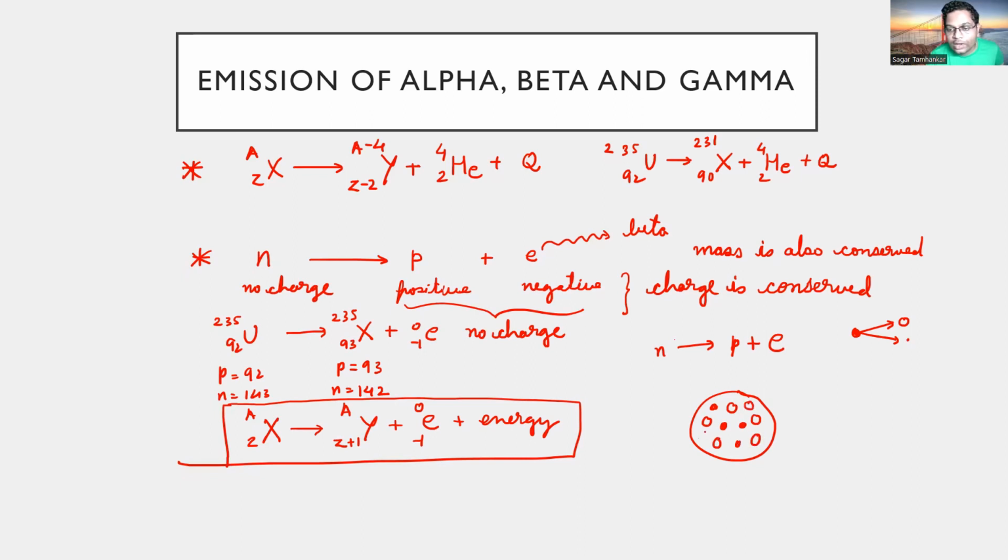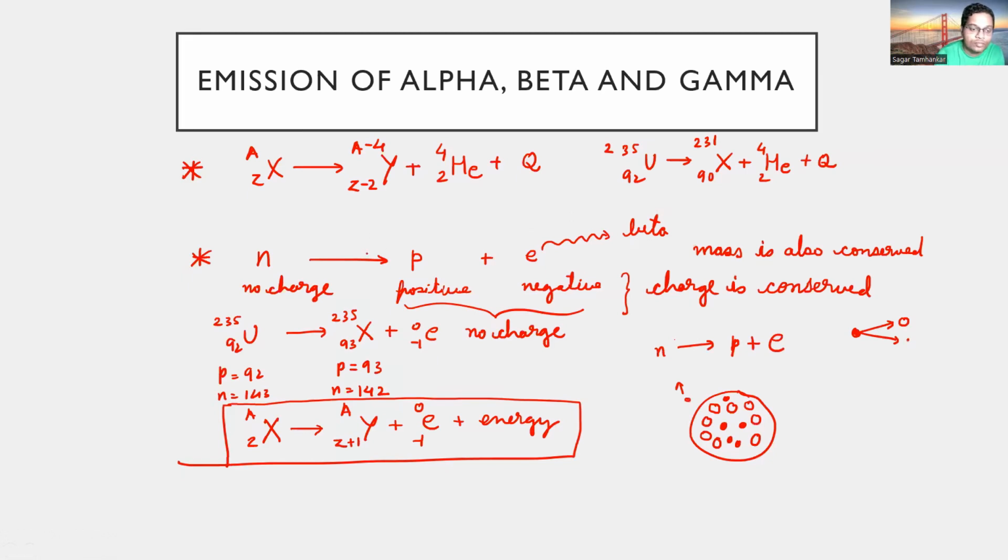Yes, sir. Okay. So what happens is you have a neutron here. Say, for example, this neutron will turn into a proton and it will simultaneously also emit an electron. So that is beta emission. For beta emission, what you need to remember is that a neutron changes itself into a proton plus an electron, and that electron is emitted from the nucleus.